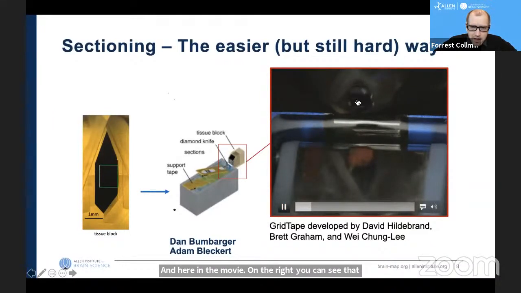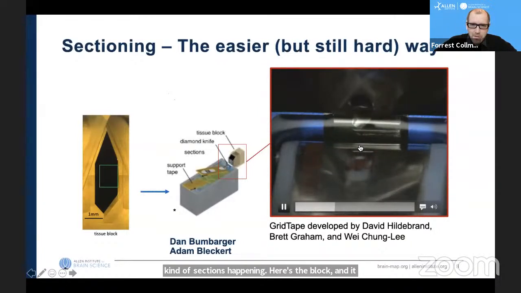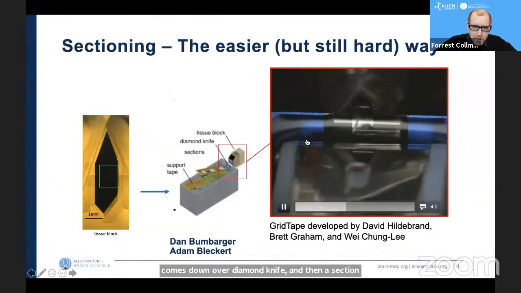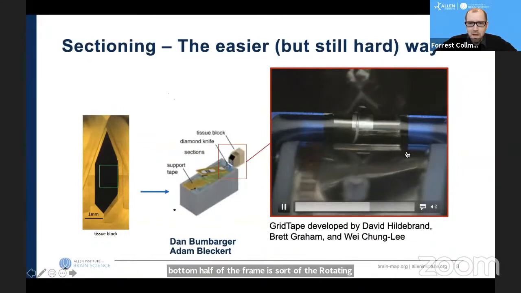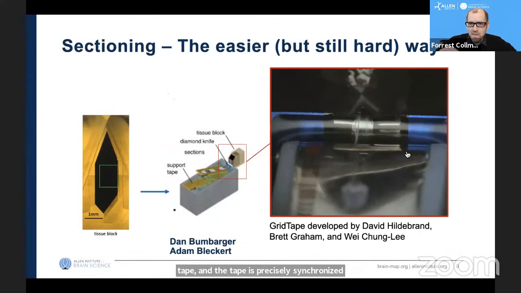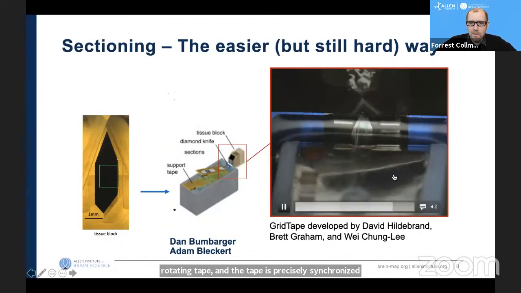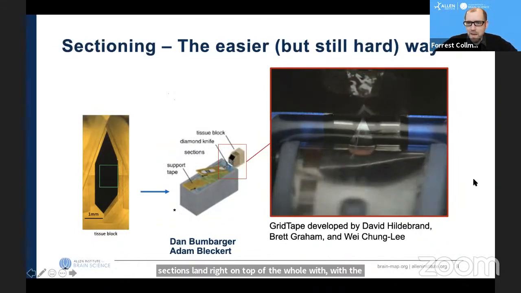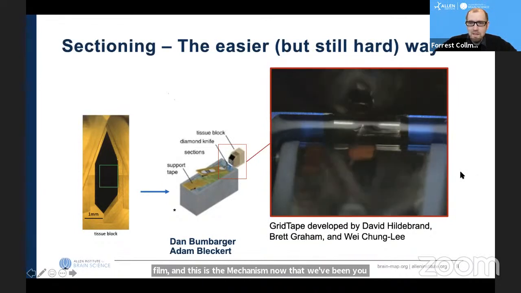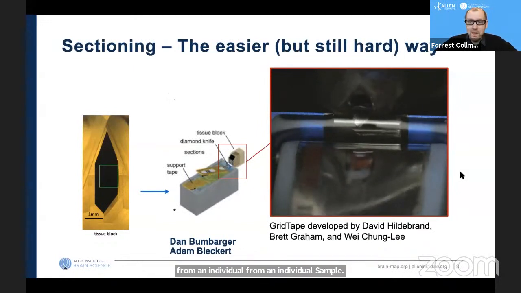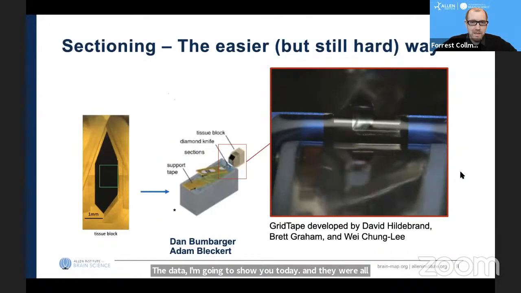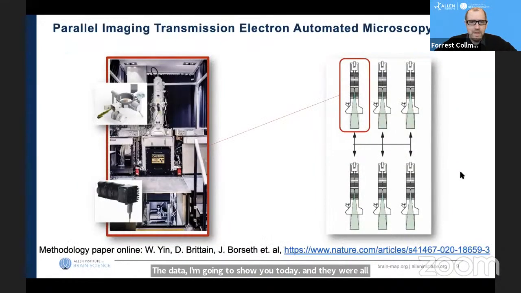And here in the movie on the right, you can see the sectioning happening. Here's the block, and it comes down over a diamond knife, and then a section starts to come off that diamond knife. And this, at the bottom half of the frame, is the rotating tape. The tape is precisely synchronized with the knife so that as the sections come off, they land right on top of the hole with the film. This is the mechanism we've been using to cut tens of thousands of sections from an individual sample. The data I'm going to show you today, and most of what we're going to talk about, was collected by hand in that earlier video.